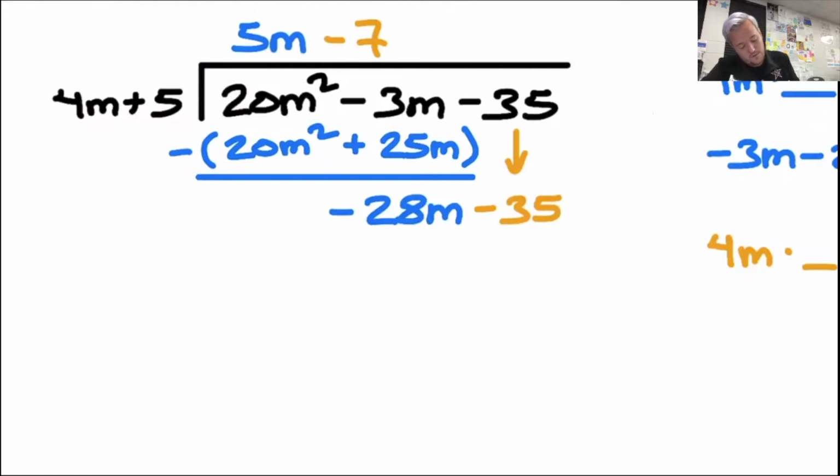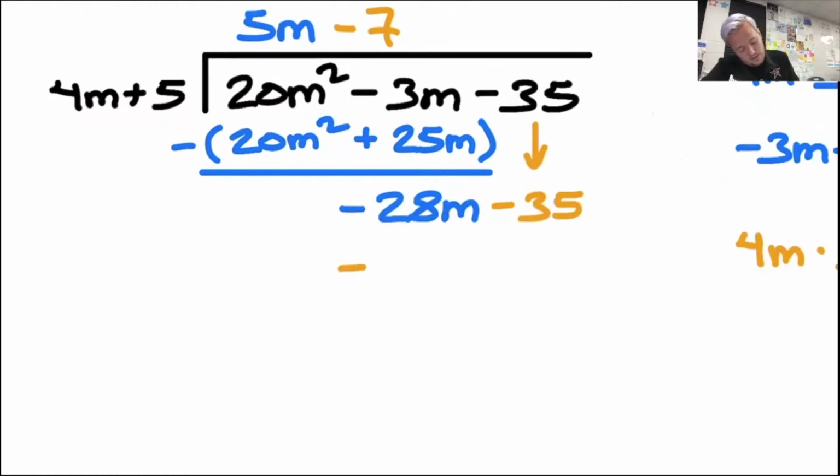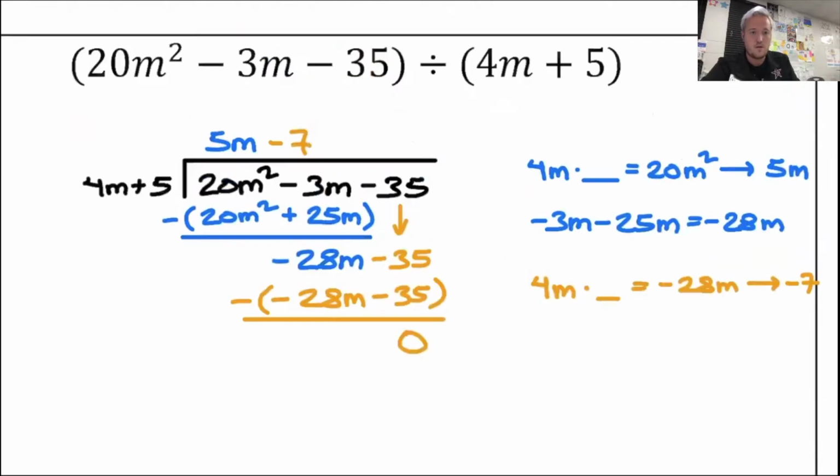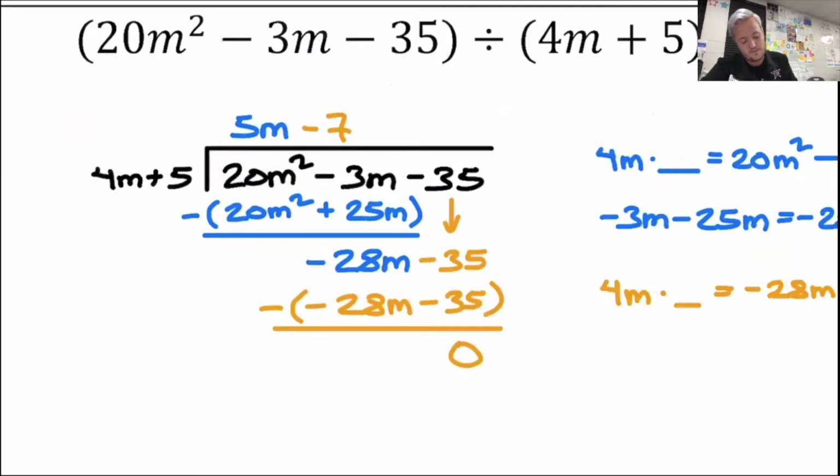So negative 7 times 4m, which is negative 28m. Then negative 7 times positive 5, which is negative 35. Then you want to subtract. Negative 28m minus negative 28m, 0. Negative 35 minus negative 35, 0. So we have no remainder. All right, so your answer here, 5m minus 7.